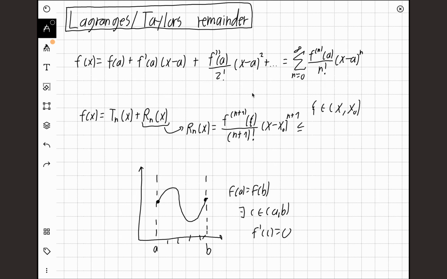If it's a straight line, the c will be every single point. But if the function curves, if f of a equals f of b, there has to be at least one point where the derivative of f is 0. So there exists a c between a and b. That's the only thing we're gonna need.